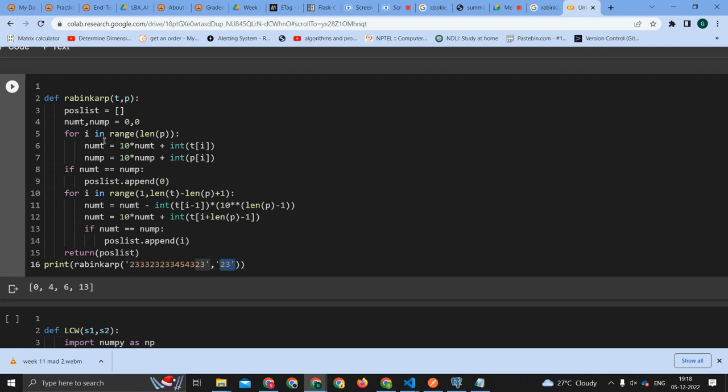In this case, yes. Okay. So num_t equals 10 times num_t, plus... Initially it's going to be 0. For the first iteration it's going to be 0, plus int of t[i]. The first digit we are converting to int. That means 2 in the text. Correct. Okay. Same thing we are doing for the pattern also.